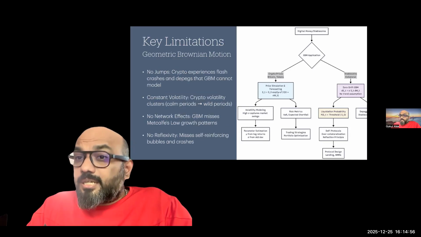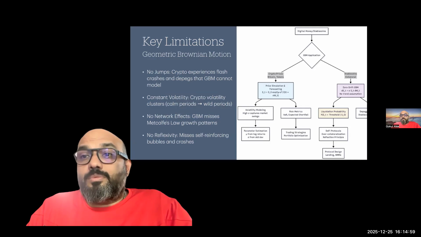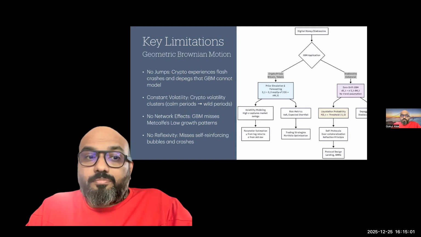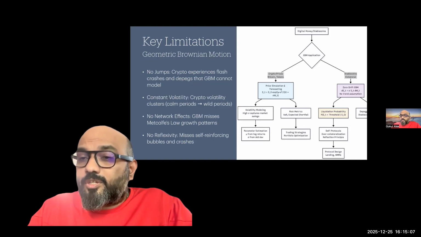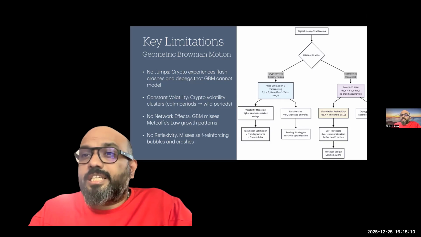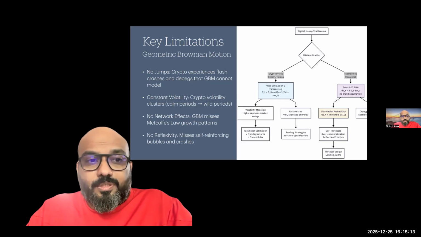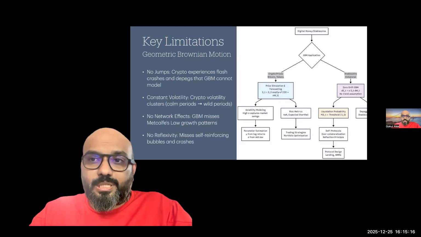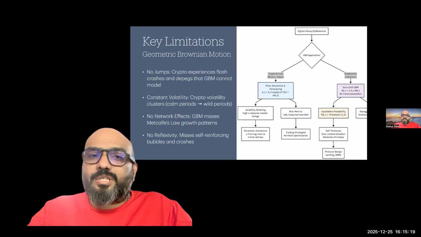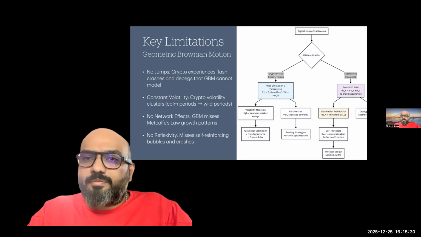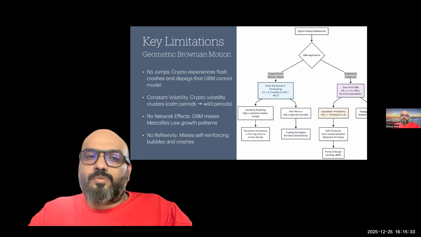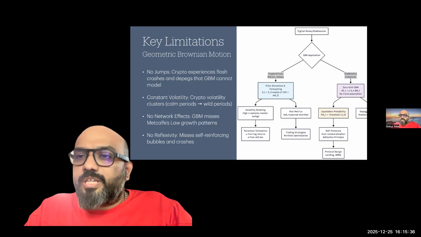But there are some limitations of the geometric Brownian motion model. That is the reason why its applicability is somewhat limited when we look at stablecoins and some of the highly volatile cryptocurrencies. One is no jumps. As we mentioned previously, crypto experiences flash crashes and depeg events that the GBM cannot model. Constant volatility is a crucial assumption, but when you look at crypto, we have calm periods and wild periods. So the constant volatility assumption is not always possible.